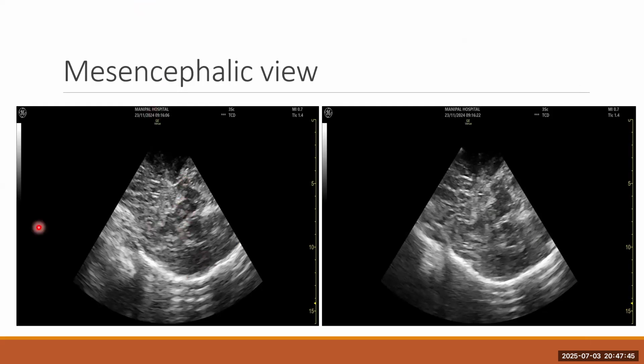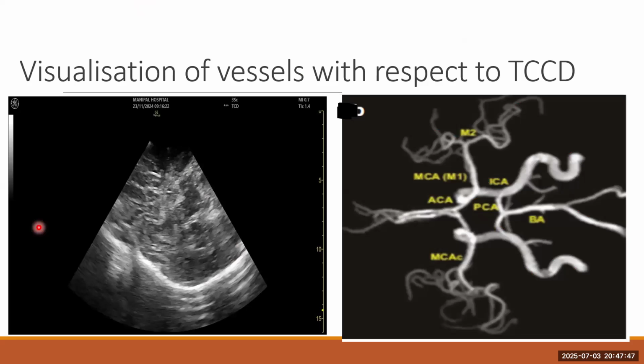That is the midbrain. We slightly tilt, and we can see just anterior to the midbrain a fluff, which is possibly the suprasellar cisterns or the basal cisterns comprising of CSF. This is how we visualize the vessels on the transcranial Doppler. This is the ipsilateral M1 followed by M2, which divides.